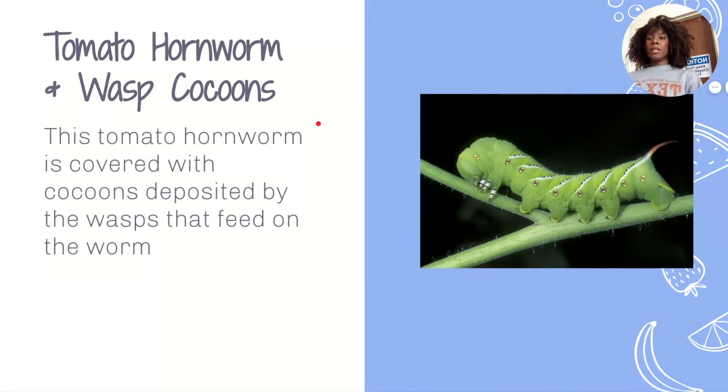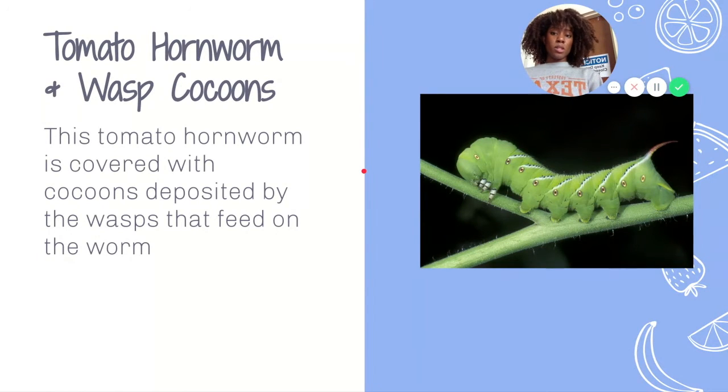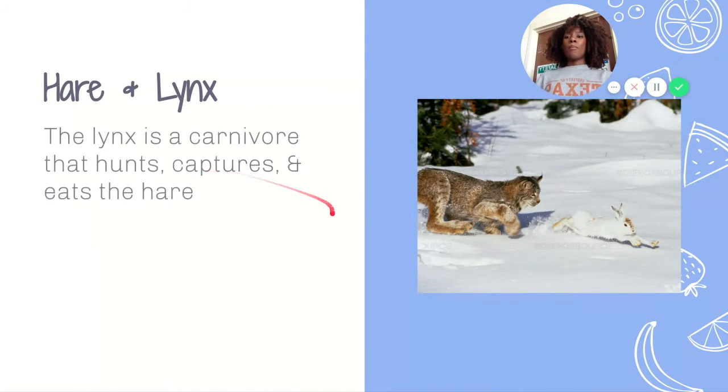Let's look at another example. The tomato hornworm is covered with cocoons deposited by the wasps that feed on the worm. So right here, the tomato hornworm is covered with cocoons. If you were this worm and you're being covered with something, are you being hurt, helped, or unaffected? If you are the wasps that feed on the worm, are you being hurt, helped, or unaffected? Okay, so that combination is what? Good job. On to the next.